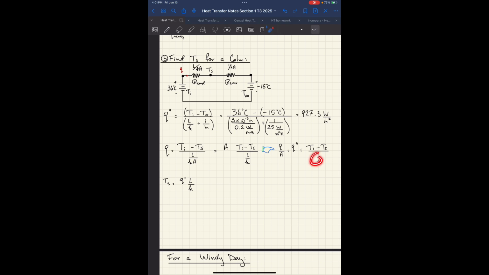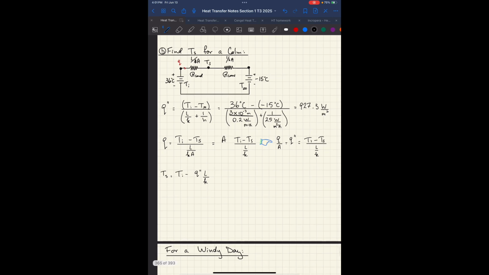And see, this moves over here, right? Ts will also move to the other side, but then I got to take this guy and move it to the right-hand side. So basically I'm going to get Ti minus that. Like I mentioned in class, don't do this in one step. I am doing it in one step just because I want to save time.